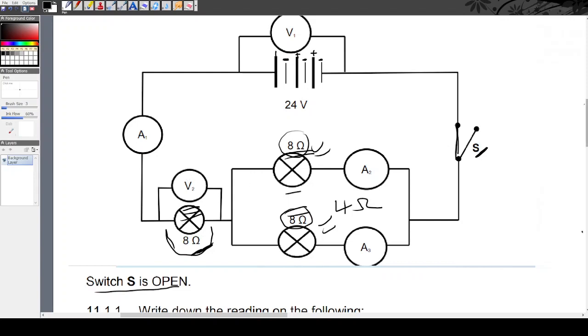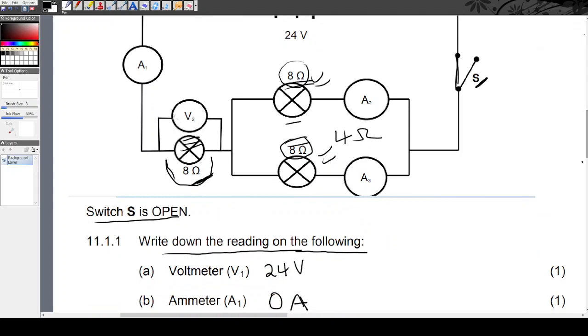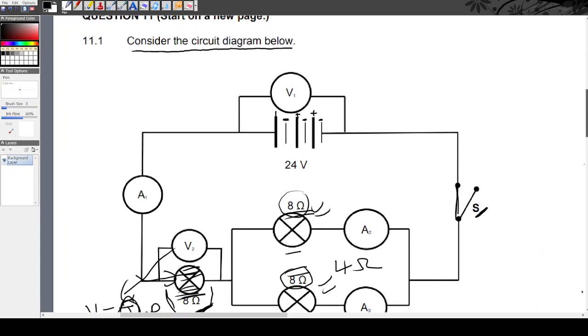Remember, according to Ohm's law, if we want to find the amount of voltage used by this 8 ohm resistor, we know that voltage is equal to the current that passes through this 8 ohm resistor times the resistance of the 8 ohm resistor. So we have 8 for R, but we don't have I. Where would we get I? We would get it by finding the reading in A1. So before we calculate the reading in V2, we need the current value, the value of I. I stands for current.